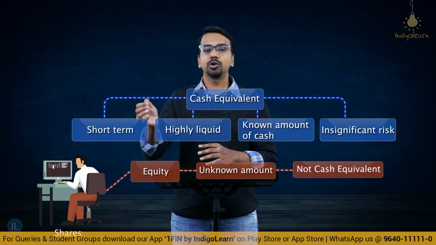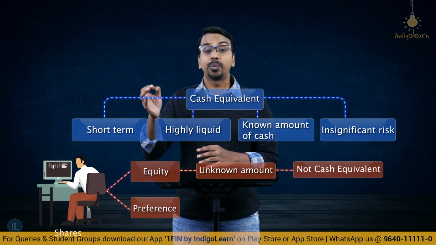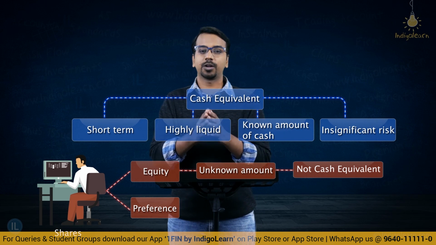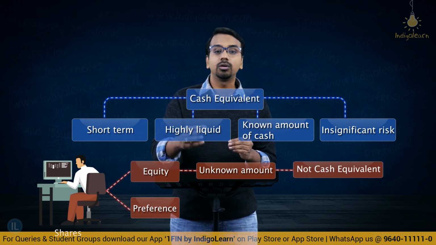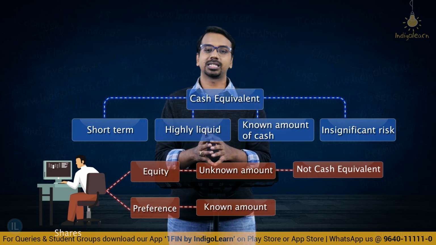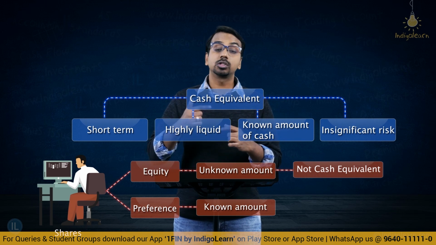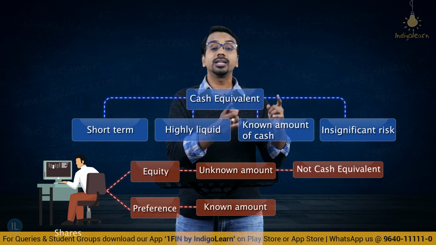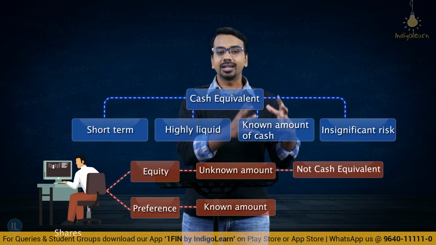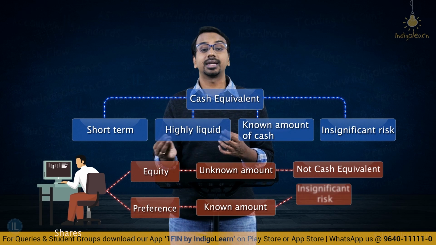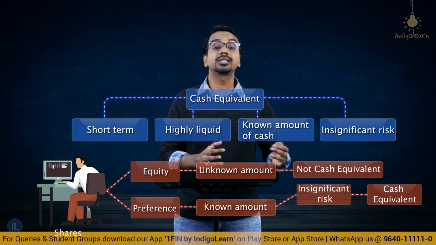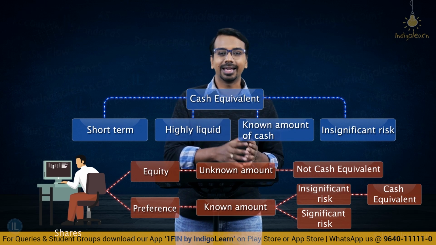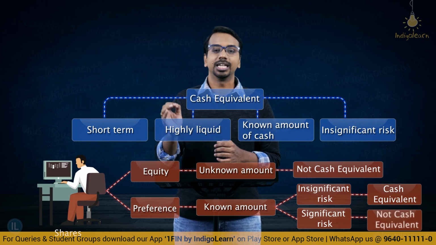On the other hand, let's say you had purchased preference shares which are maturing in, let's say, 15 days or 30 days time. Now in case of preference shares, you are almost sure of the amount you will be getting. So that can be classified as cash equivalent. But when you are classifying preference shares as cash equivalent, you must see the 4th factor. What is the risk of changes in value? If the risk is insignificant, then you may classify it as cash equivalent. But if the risk is significant, you are unsure as to what is the amount you will get, then in that case, you will not classify it as cash equivalent.